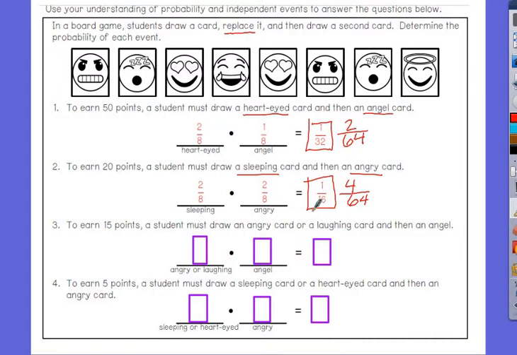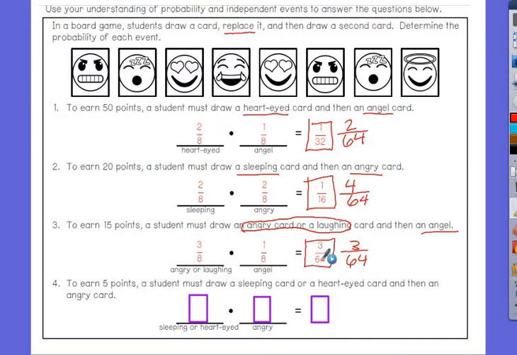3. To earn 15 points, a student must draw an angry card or laughy, so those go together, and then an angel. So how many are angry or laughy? 3 out of 8. And how many are angels? 1 out of 8. Yep, it's very rare. Yeah, Audrey. Such an angel. I multiply this. I get 3 over 64. Can that simplify? No. So that is my final answer.